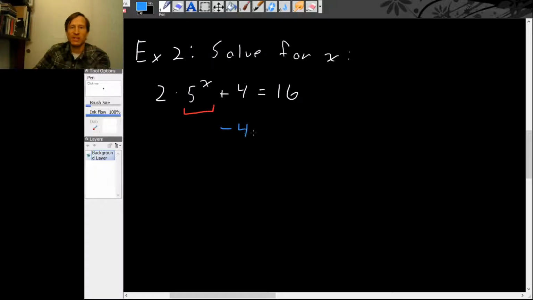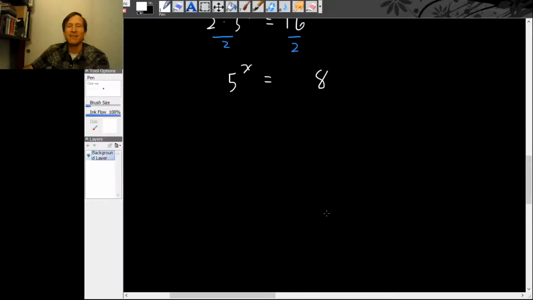So the first thing we're going to need to do is subtract 4 from both sides. We get 2 times 5 to the x equals 16. Now we can divide both sides by 2. And we get 5 to the x equals 8. Now we've isolated the exponential part of the equation. Now finally we're ready to use a logarithm. Like with the last example, we need to decide on a base for our logarithm. And we can use base 5 since we have an exponential base 5.